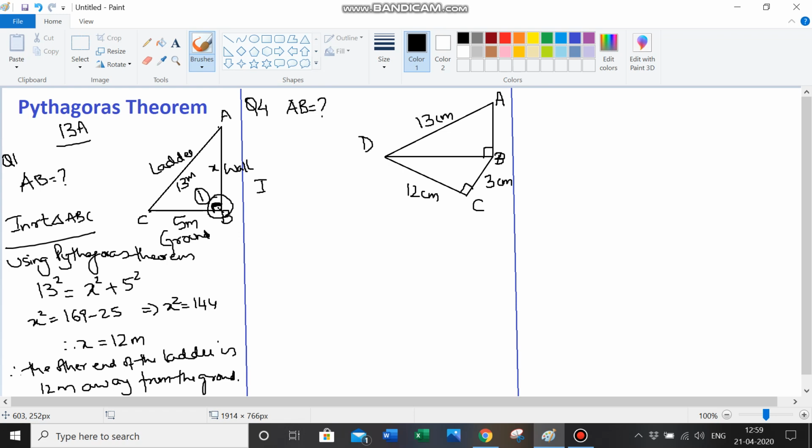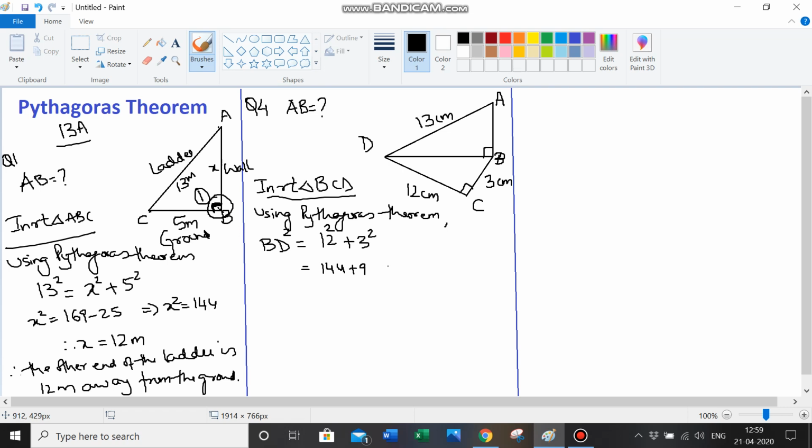So let's start writing in right triangle BCD using Pythagoras theorem. What do I get? I get hypotenuse, which is BD. So BD square is equal to 12 square plus 3 square, which is 144 plus 9. Therefore, BD is equal to square root of 153 centimeter. I'm not calculating it because I know when I apply Pythagoras theorem again, I will have to square it in any case.